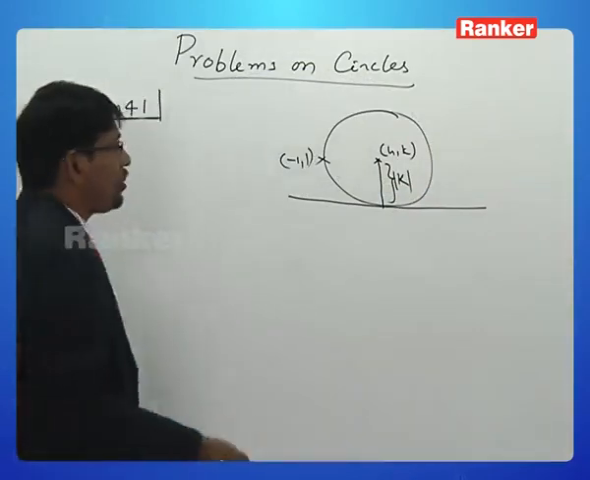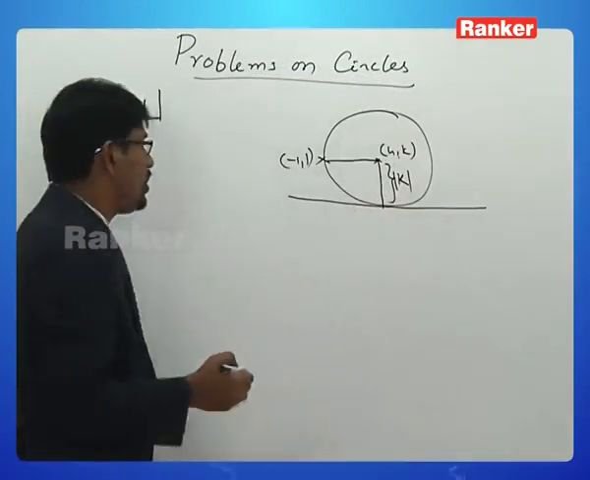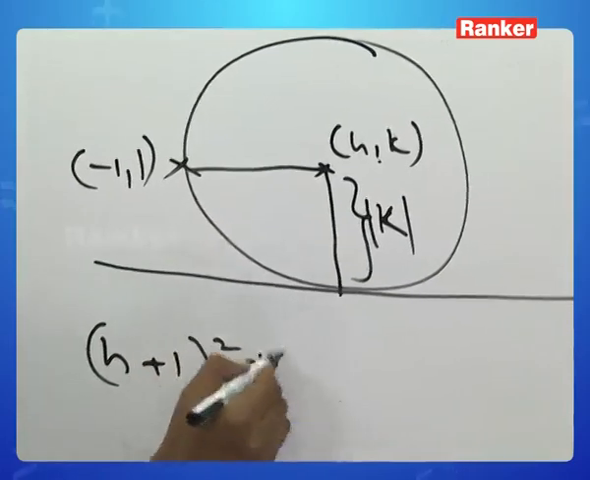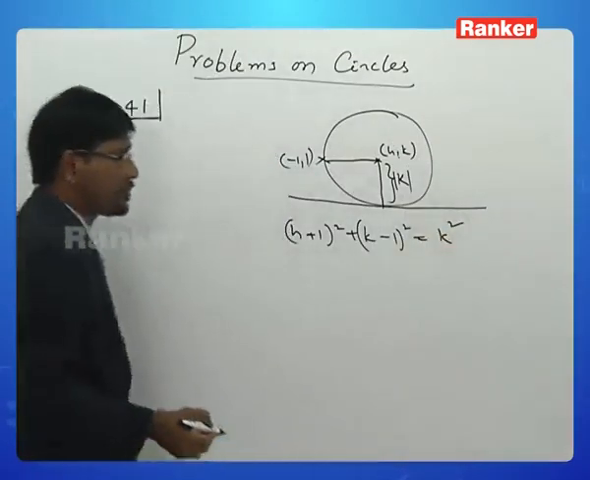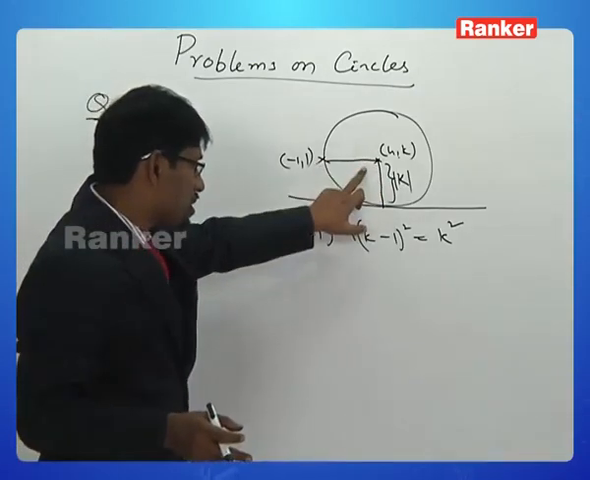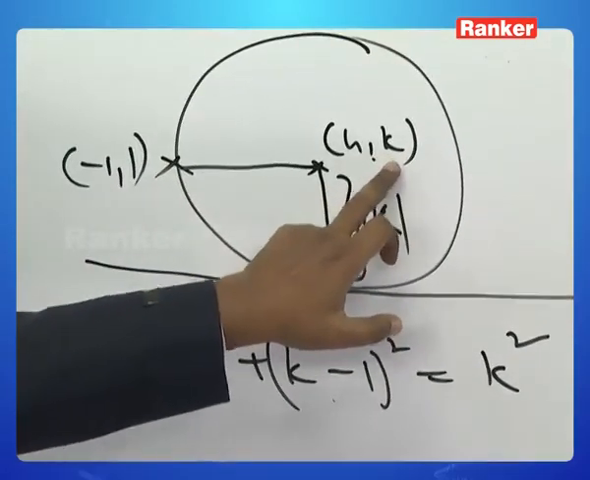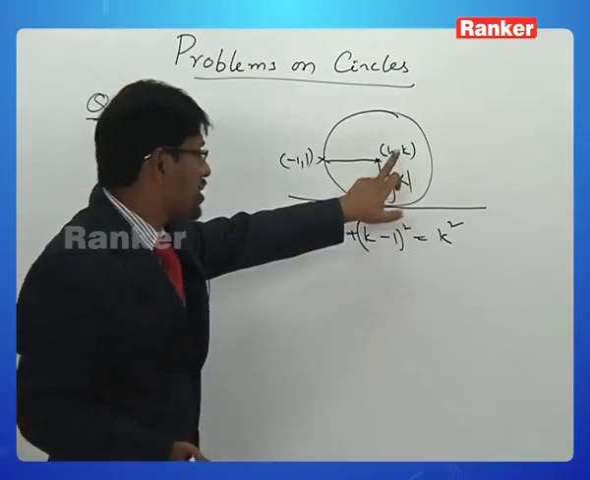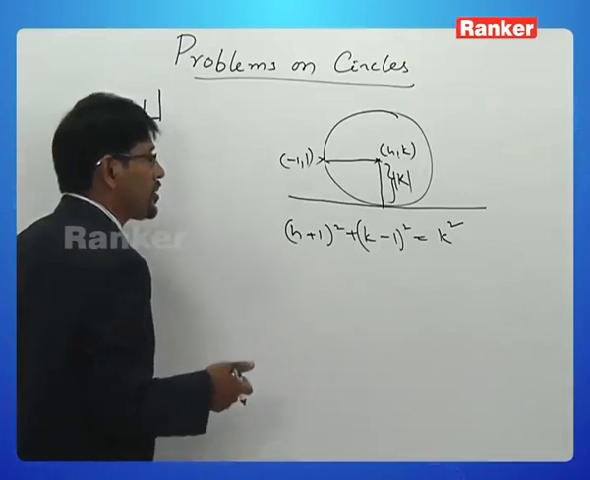But the radius can also be equated this way, as the distance from the center to any one of the points on the circle. So we will equate like that. What do we have? (h plus 1) whole square plus (k minus 1) whole square is equal to mod k square, that is k square. What did I do? We found the radius in two different ways. Since it is touching the x-axis, the absolute value of the y coordinate of the center has to be equal to the radius, and the radius can also be found as the distance from the center to any point on the circumference.